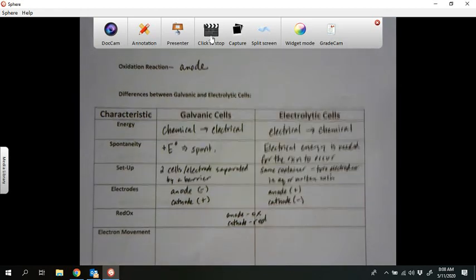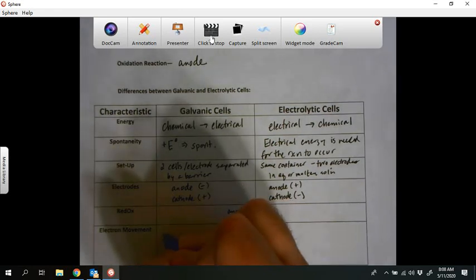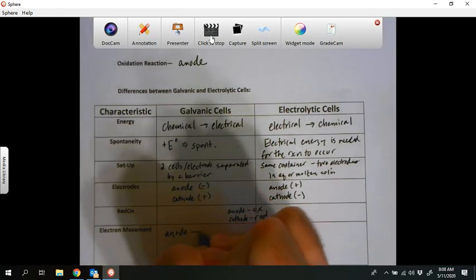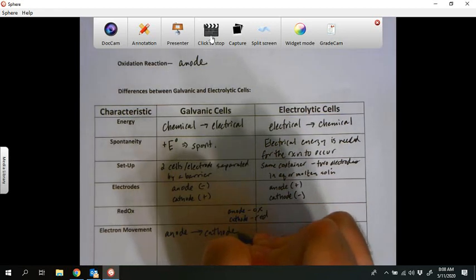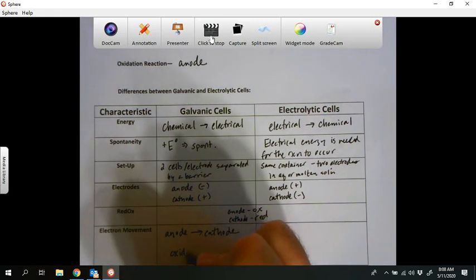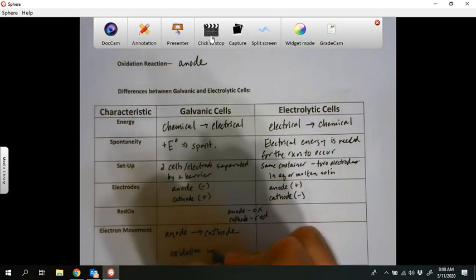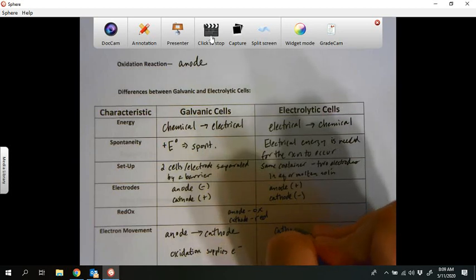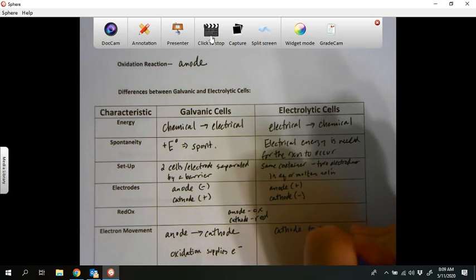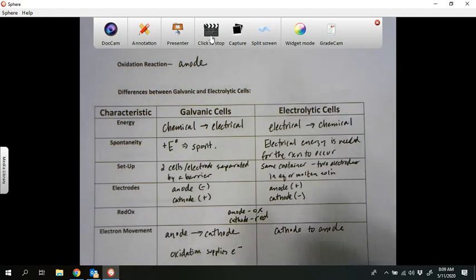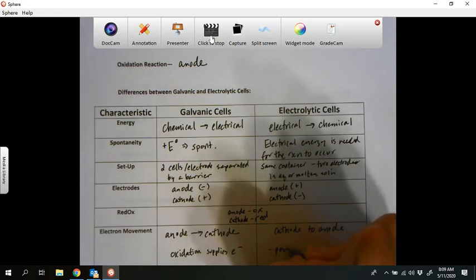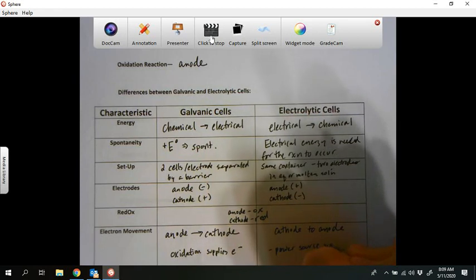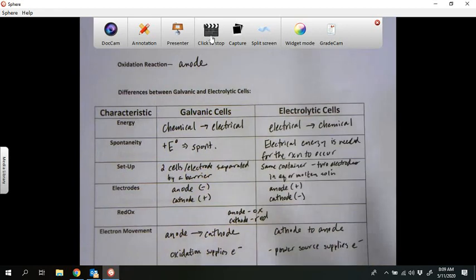So the electron movement is a little bit different. So here we have from anode to cathode in the galvanic cell. So here the oxidation supplies electrons. And over here, we're moving from the cathode to the anode. So the electrons enter the cathode and move to the anode. The power source supplies electrons. So our next video is going to talk a little bit about some applications of electrolytic cells.